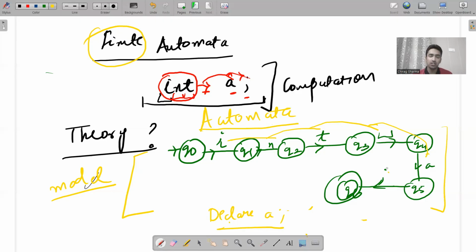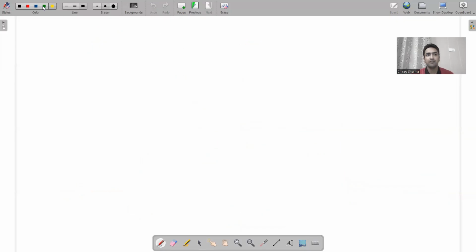So in this course you will be designing various automatas. You will be given various scenarios, and those scenarios are designed with the help of automatas. Again, these are theory behind computation, right? So this is the very first lecture where you will be studying about finite automata. Now, finite automata has various types.